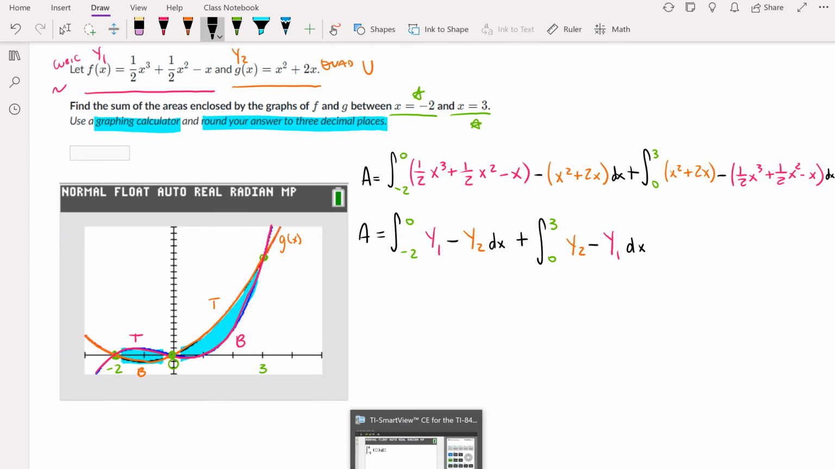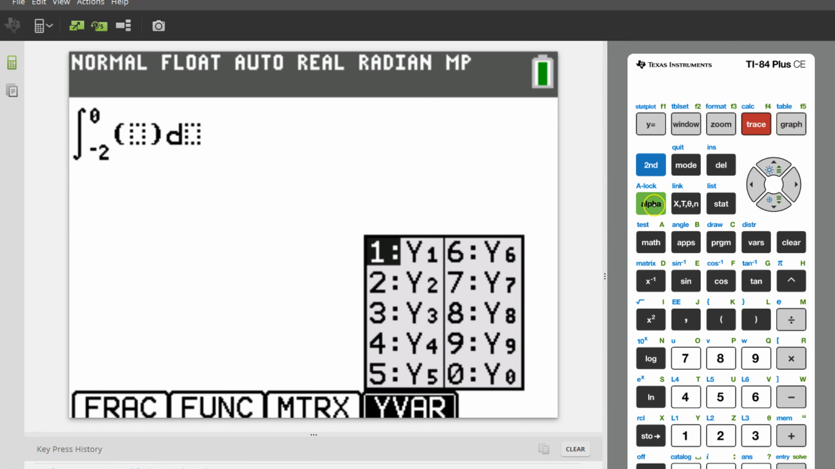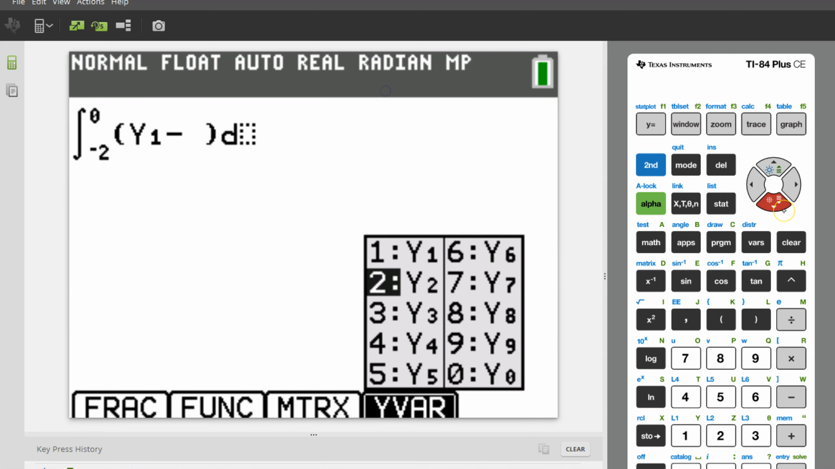So how do we get y1 and y2 here? Let me show you. It's going to be alpha trace. Alpha is the green button, and then trace. Instead of second trace, alpha trace. And you can see there's y1 sitting right there. So you can move on these and choose whichever y you want. Those are the ones that you set up in y equals when you press y equals. We wanted y1 minus y2. So we're going to press y1, subtract, so minus, and then alpha trace. Let's grab y2.